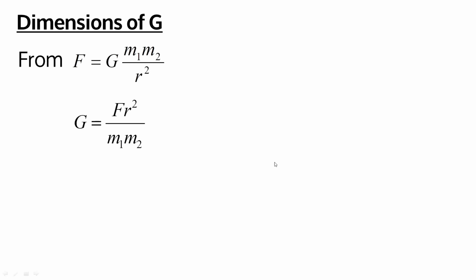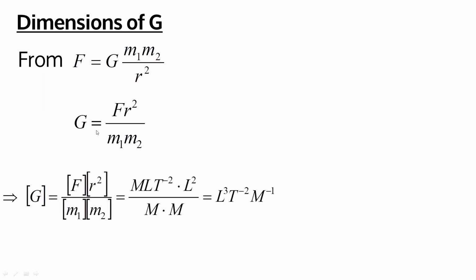Now, how do we get the dimensions of capital G? Remember, from F is equal to G m1 m2 over r squared, I told you never to forget this, we can make G the subject. Mathematically, anyone can rearrange this way, so we have that F r squared divided by m1 m2 gives G. So the dimensions of G are the dimensions of F, times the dimensions of r squared, divided by the dimensions of m1 and m2 multiplied.